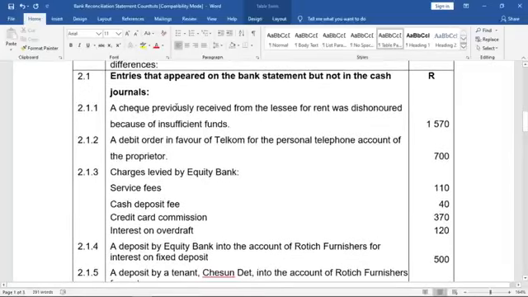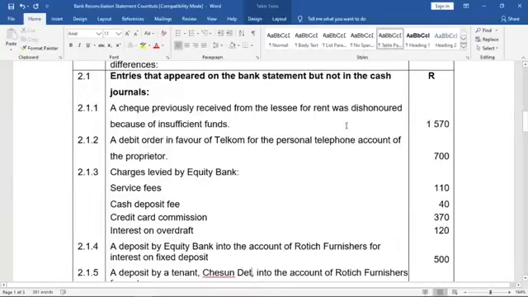What didn't appear in the cash journals? Well, we are told here a check previously received from the lessee for rent was dishonored because of insufficient funds. What does this mean? Someone who we rented out the premises to brought a check and gave it to us paying for his rent. But when we went to the bank to cash it in, we saw that the check was dishonored because of insufficient funds. Now remember, the date we received it, we recorded it in our cash receipts journal and we put the amount 1,570. Now that we've learned that the check has been dishonored, we have to remove it from our cash receipts journal. How do we do that?